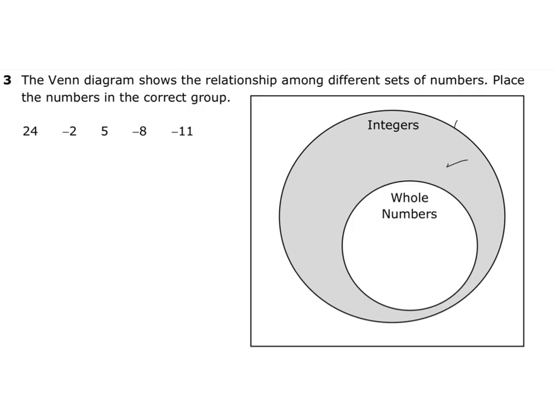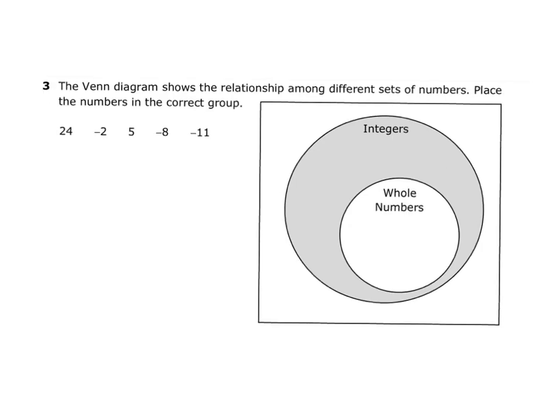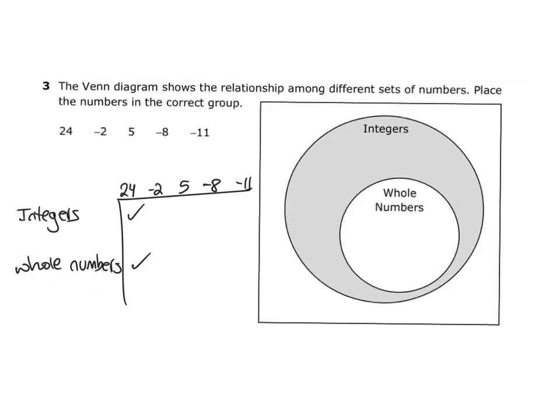All right, so this diagram is only comparing integers and whole numbers. Go ahead and make your table. All right, so 24 is an integer and a whole number. Negative 2 is an integer but not a whole number. 5 is an integer and a whole number. Negative 8 is an integer and not a whole number. And negative 11 is an integer and not a whole number. Great. So now we know which sets these are going to go to.